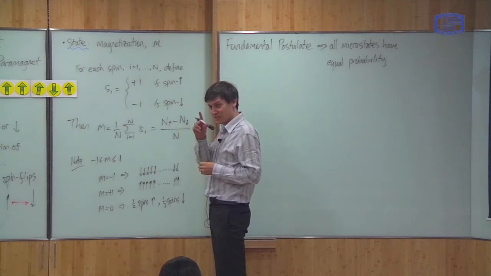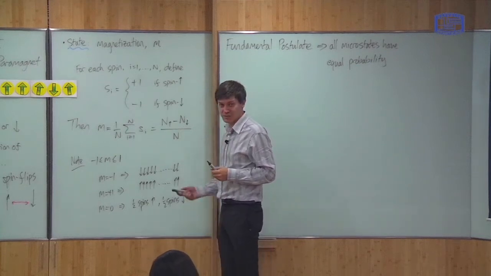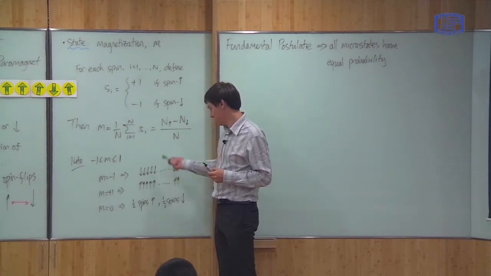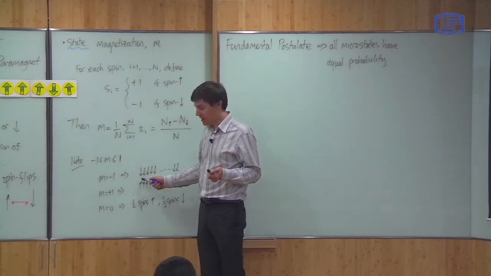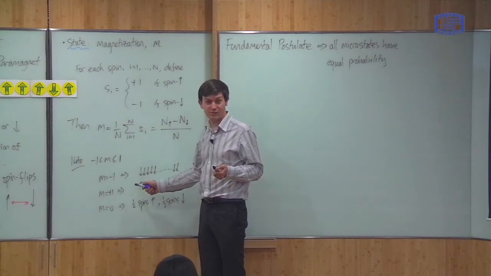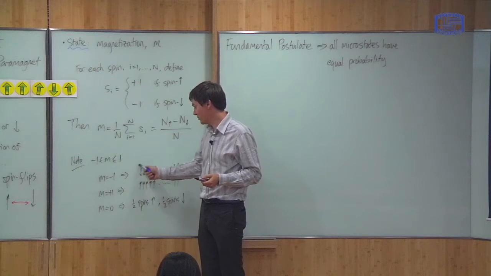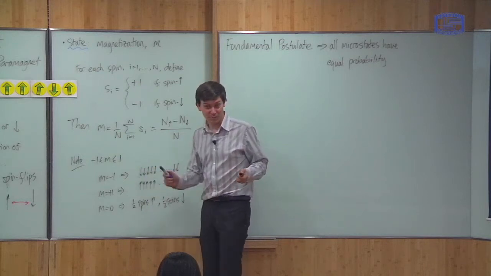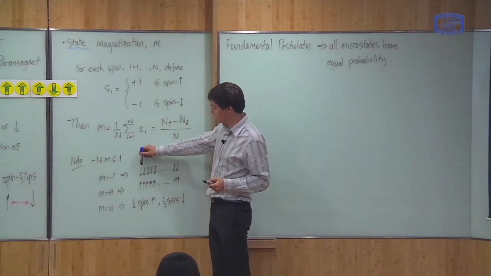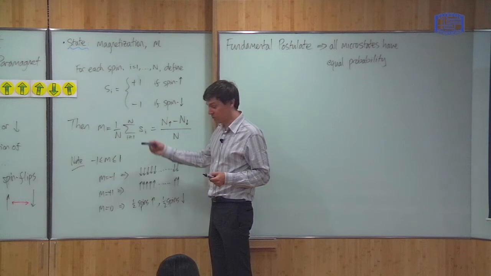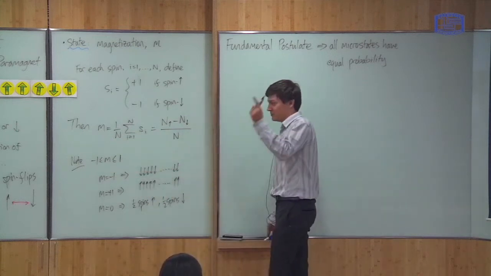And if I look at a particular spin, so let's suppose I choose to look at the first spin, why not? Then in half of the microstates it will point down, and in half of the microstates it will point up. Because it's completely random, and they all have equal probability. So therefore, the probability that the first spin is down is a half, and the probability that the first spin is up is a half. So it has equal probability to point up or down.